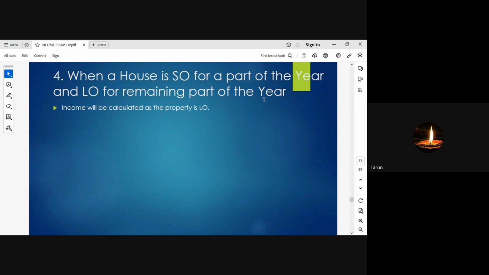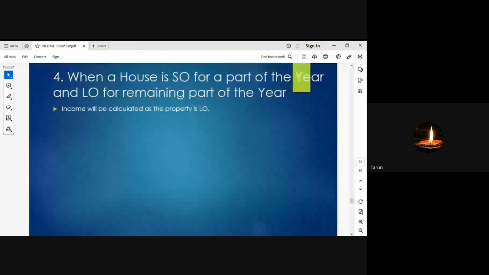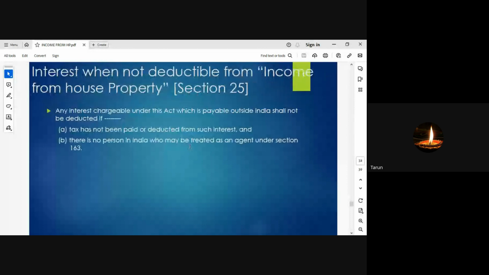Say the house is self-occupied for part of the period, like for 1 year, and the remaining years it is let out. For example, there is a 5 year agreement with the tenant, where 1 year is self-occupied and the remaining 4 years are let out. So for the 4 let out years, let out calculations will be considered, and for the 1 self-occupied year, no calculations will be needed, right?